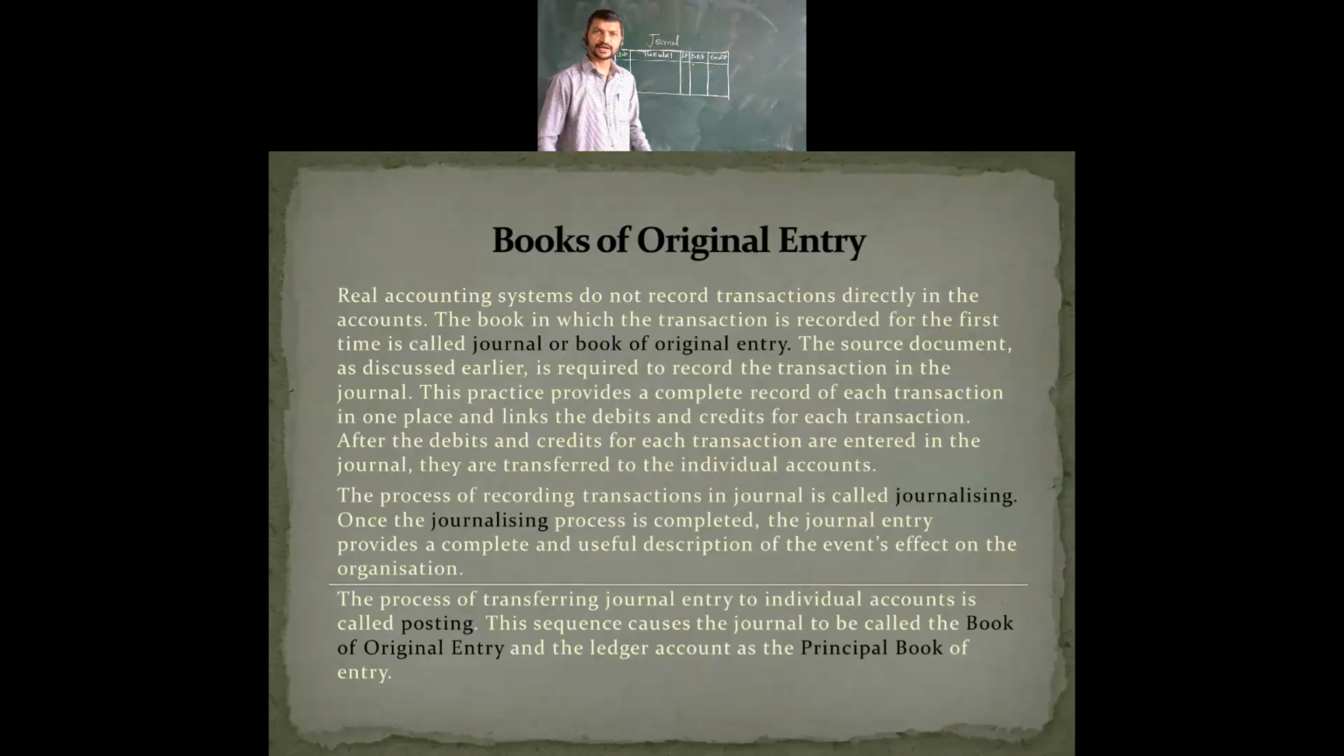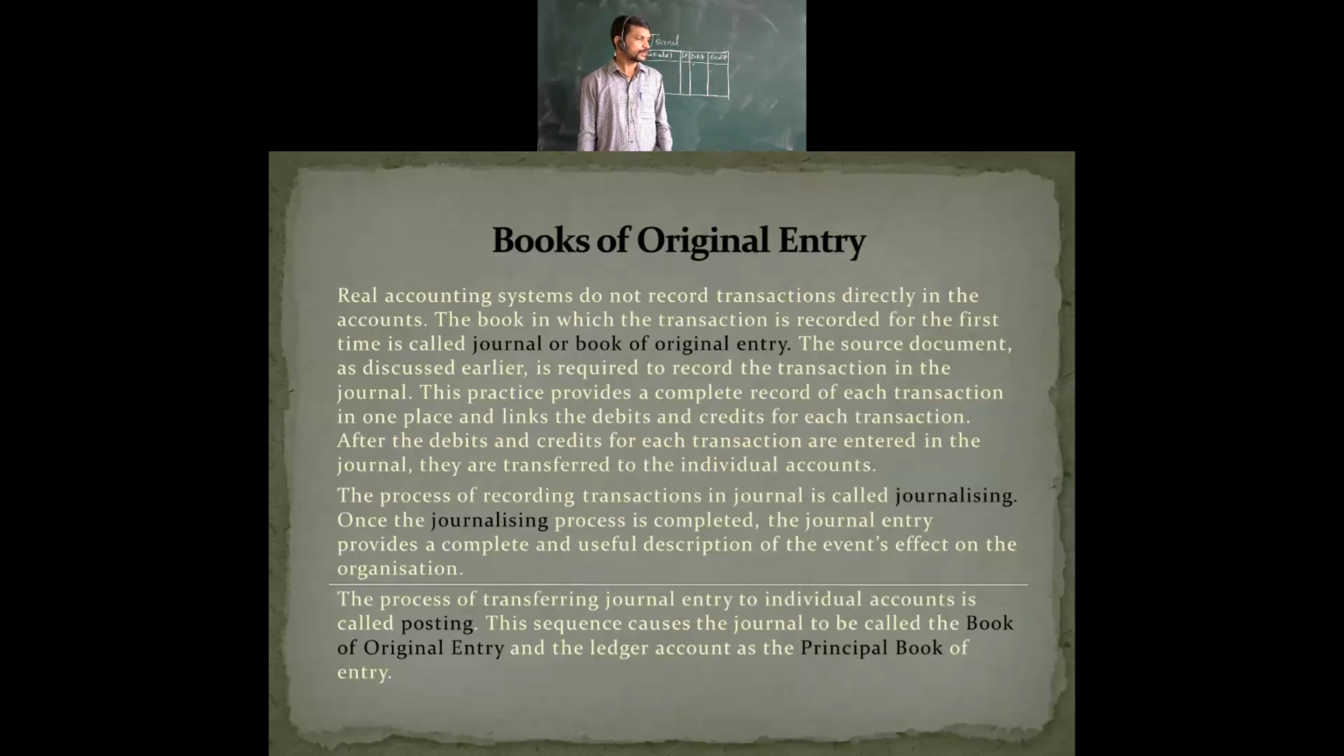What is the debit side, you will be maintaining here, and what is credit, you are going to maintain here. So let's go forward. After the debits and credits of each transaction are entered in the journal, they are transferred to the individual accounts. Obviously, when you record these transactions, after that the individual accounts are opened. What those individual accounts are, we are going to see. Now let's move forward.